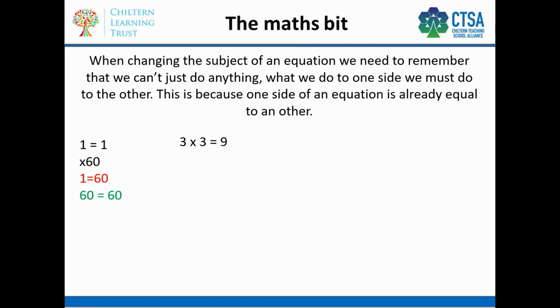So if we're to divide both sides by 3, they should still be equal to each other at the end. So we can end up with 3 times 3 over 3 is equal to 9 over 3, or 3 times 3 divided by 3 is equal to 9 divided by 3. So we know that anything divided by itself is going to be equal to 1. So we can simplify our equation slightly by doing 3 divided by 3 is equal to 1.